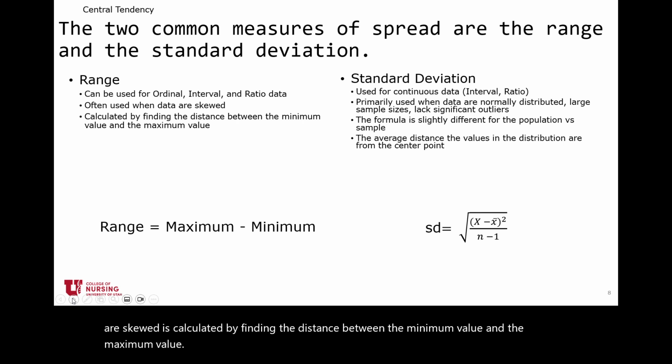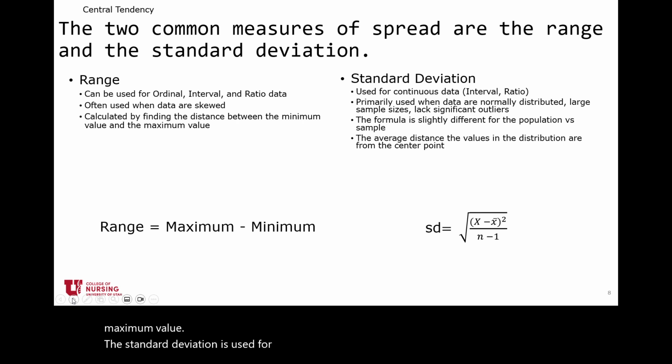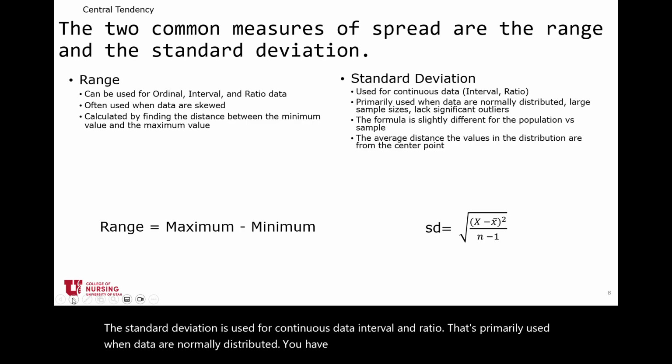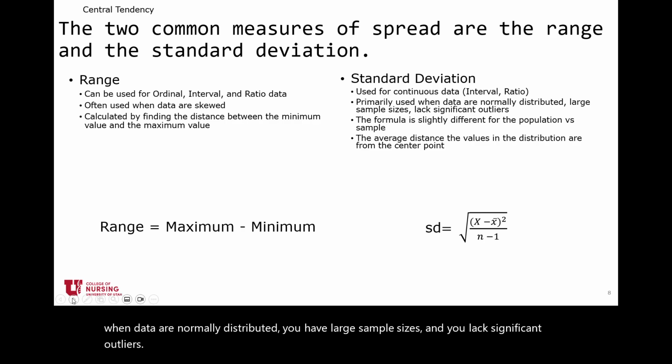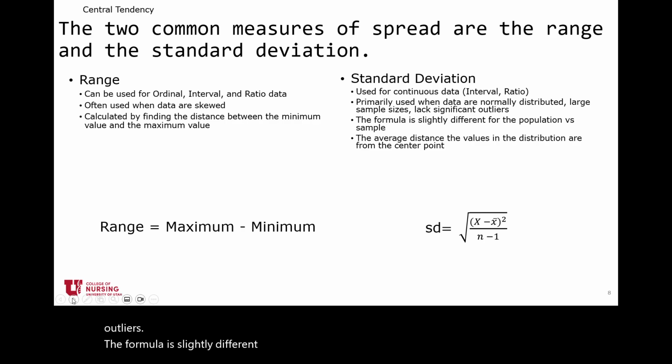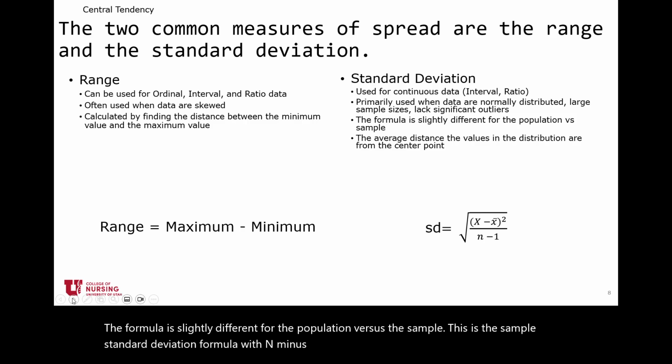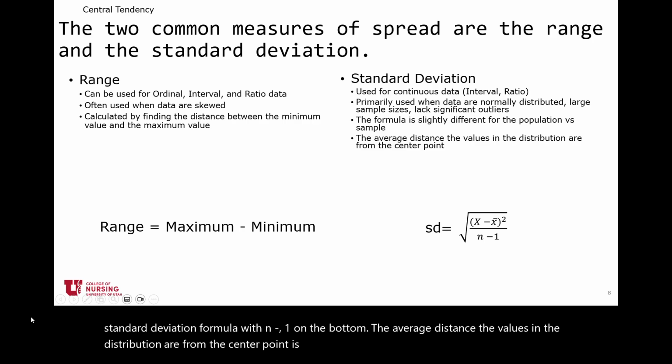The standard deviation is used for continuous data, interval and ratio. It's primarily used when data are normally distributed, you have large sample sizes, and you lack significant outliers. The formula is slightly different for the population versus the sample. This is the sample standard deviation formula with n-1 on the bottom. It tells you the average distance the values in the distribution are from the center point, the mean.